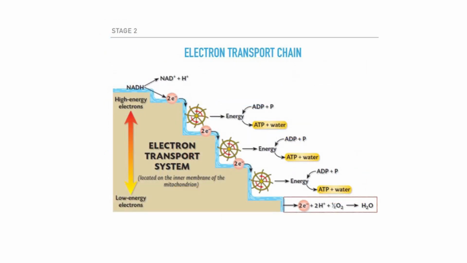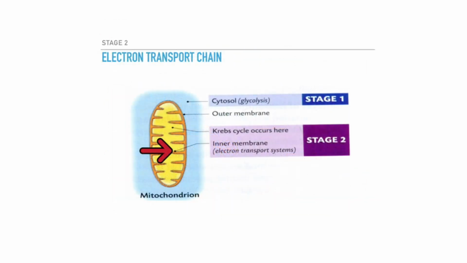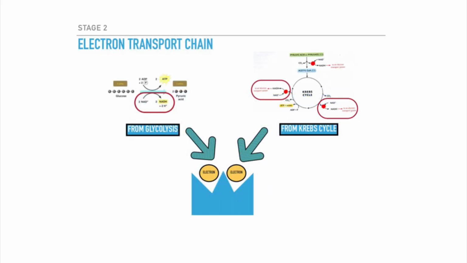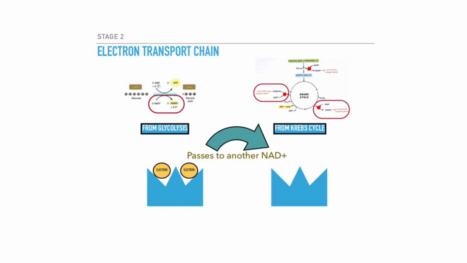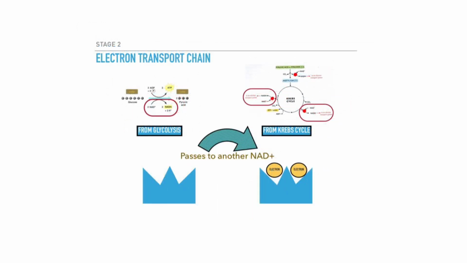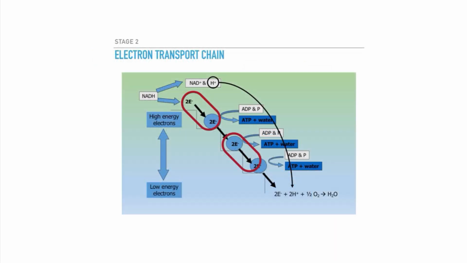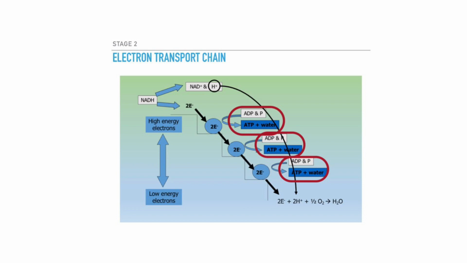The electron transport chain is located on the inner membrane of the mitochondria. The electrons collected by NAD+ from the previous processes are passed on from the NADH to many other carriers before it reaches the chain. Each time it is passed on, some of the energy is released and used to make ATP. Water is also released when the electrons are passed on.